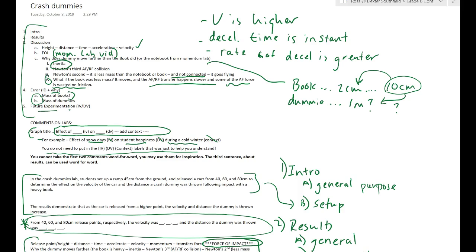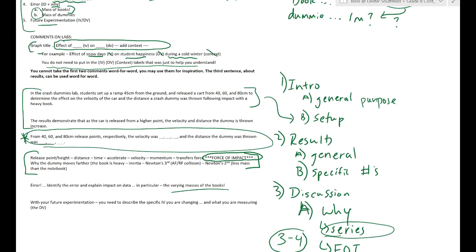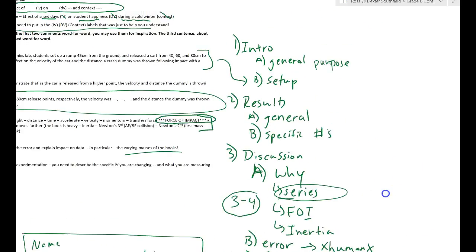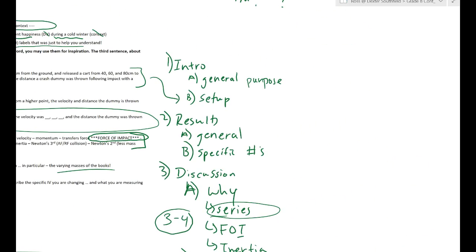I'm going to draw a couple diagrams to help with this, but this is the tough part. So remember, if you've got your intro with the general purpose, the setup, the results that go general and specific, and you go through in your discussion section, you talk about why, using the series, force of impact, inertia, and you start to get into the action force, reaction force stuff, you can still do quite well in the lab. Don't forget that with errors, we're not talking about human, and future, you're changing a different independent variable than the angle of the ramp. Let's find something different to test than just the angle of the ramp. So I'll draw some diagrams.